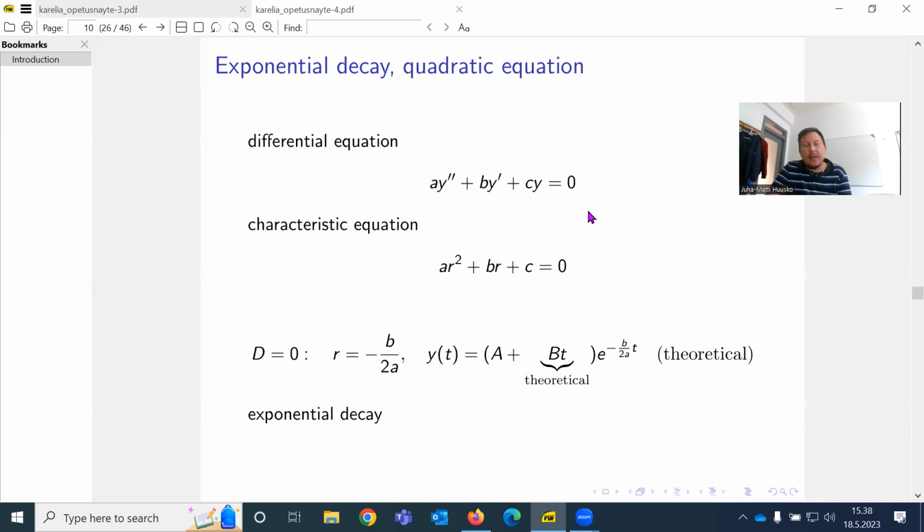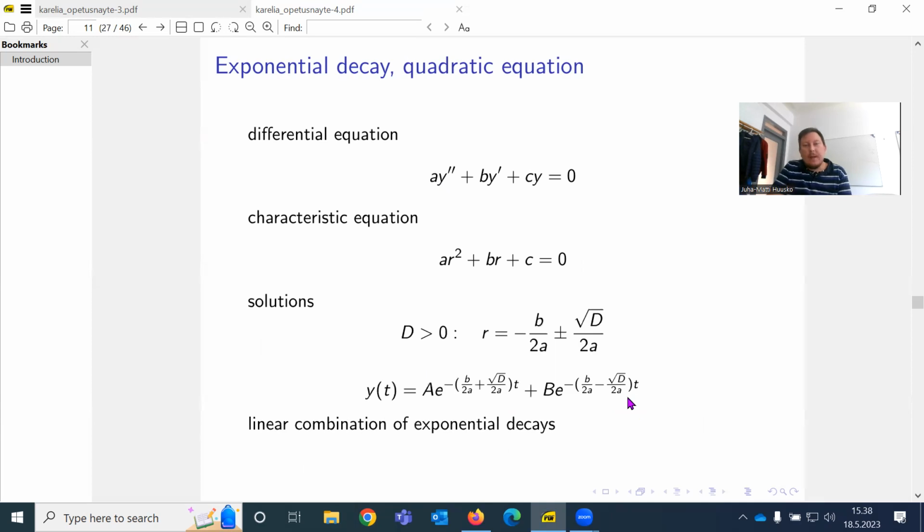If we have a second-degree equation with d equal to 0, again we have just one exponentially decaying solution. If d were positive, we would get two different values of r. It means two exponentially decaying solutions.